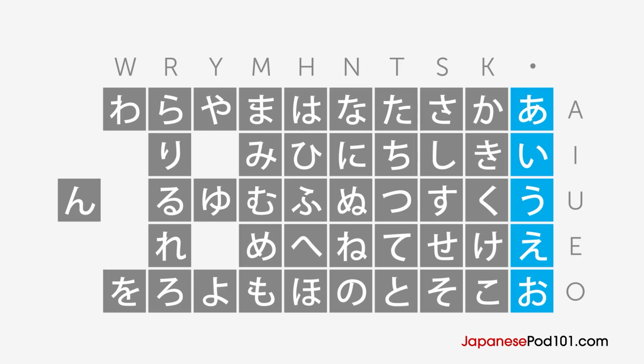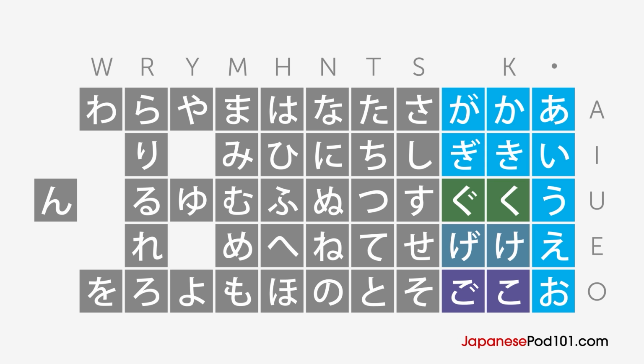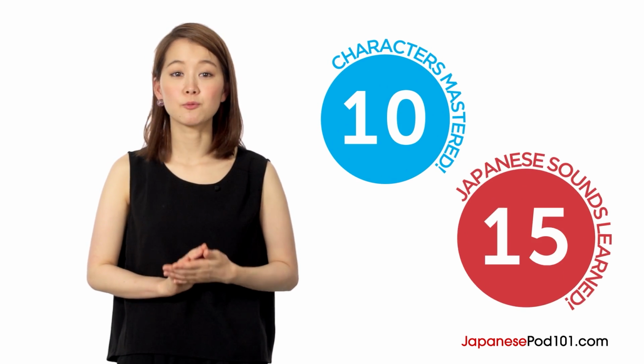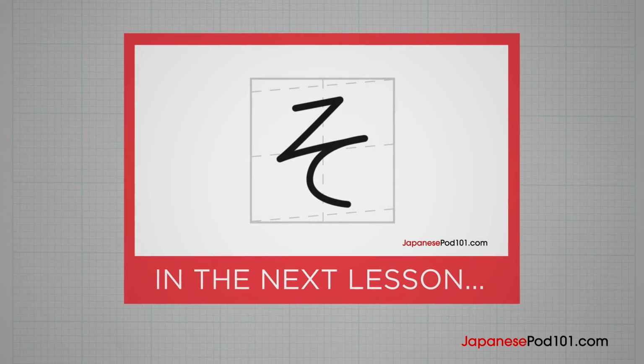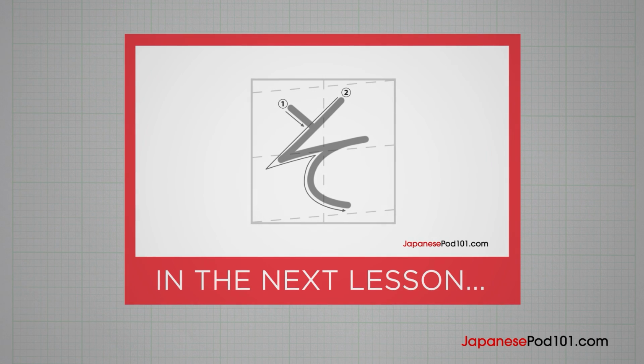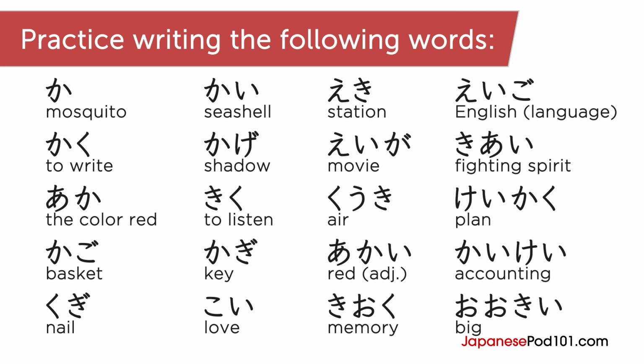Okay, let's wrap up this lesson by recapping what you've learned. In this lesson, you learned ka and ga, ki and gi, ku and gu, ke and ge, and ko and go. よくできました。You've now mastered 10 characters and 15 Japanese syllable sounds. Are you ready to learn what imagination is in Japanese? Stay tuned for the next lesson when we move on to the hiragana characters in the S column. Before you go, practice writing the following words on your own.